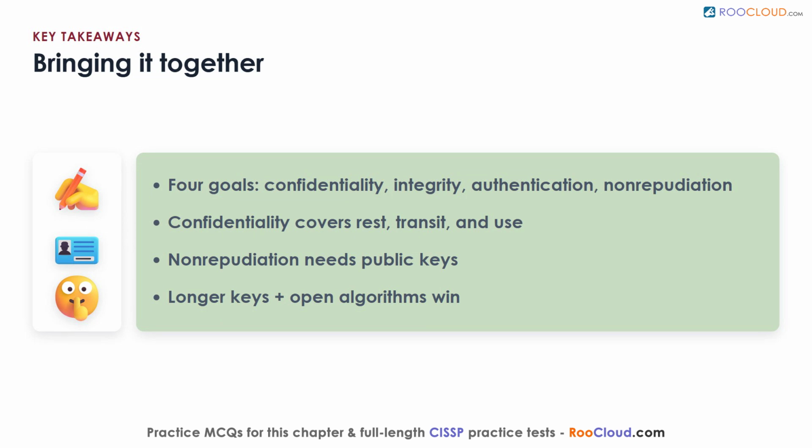Integrity proves nothing changed. Authentication proves who you are. And non-repudiation, which needs public keys, makes actions undeniable. Learn the core terms, remember that longer keys mean exponentially harder attacks, and trust open algorithms over secret ones. These foundations carry the rest of the chapter.